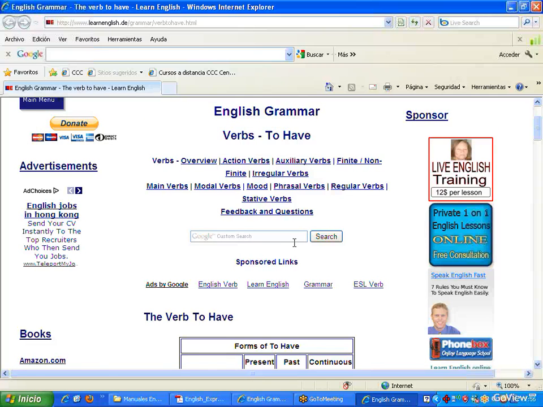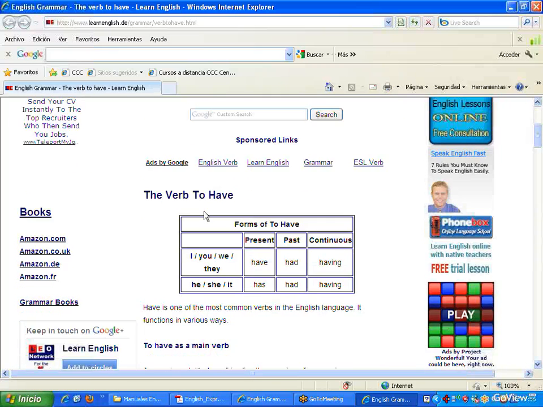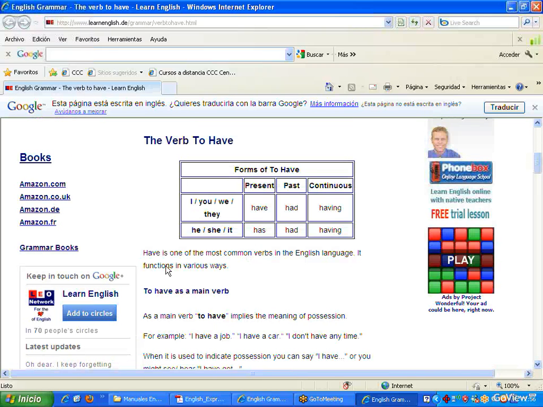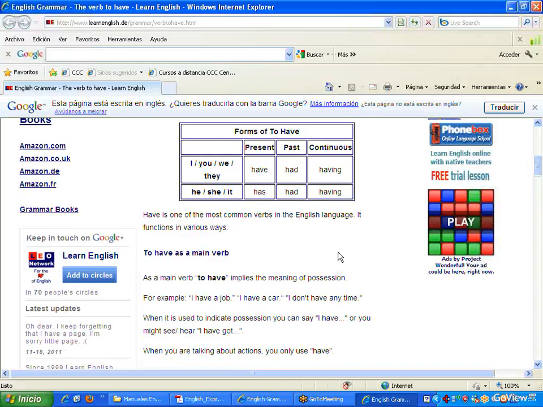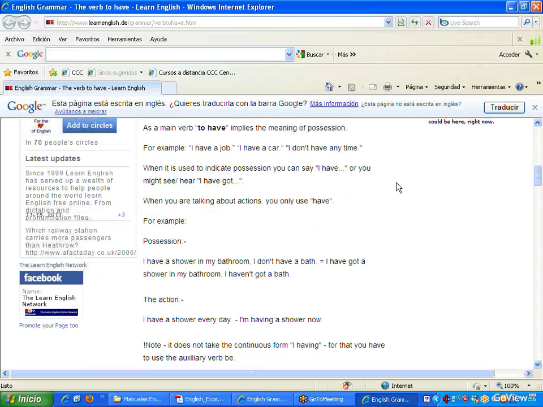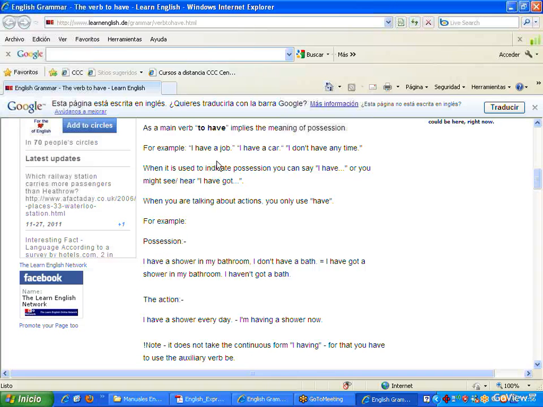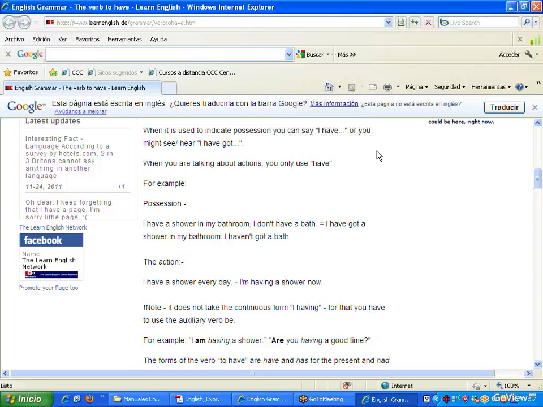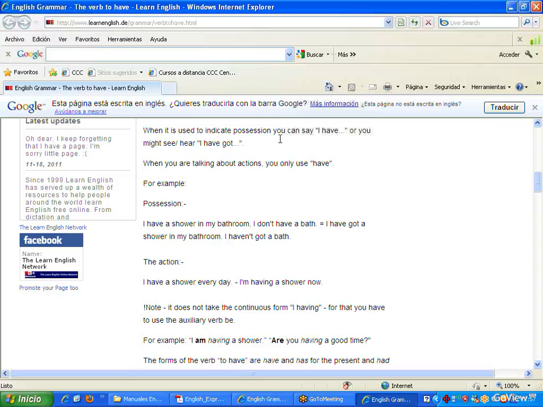Have is one of the most common verbs in the English language. As a main verb, to have implies the meaning of possession. For example, I have a job. I have a car. I don't have any time. Okay? When it is used to indicate possession, you can say I have, or you might hear I have got. Also, it's another form of the verb I have got.